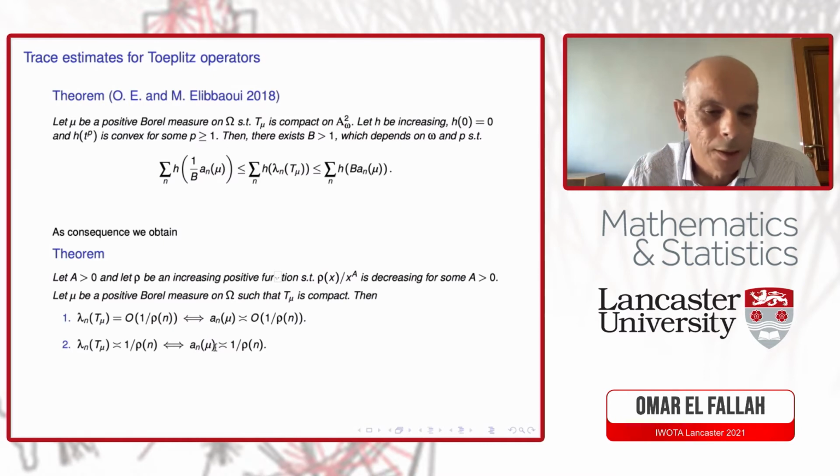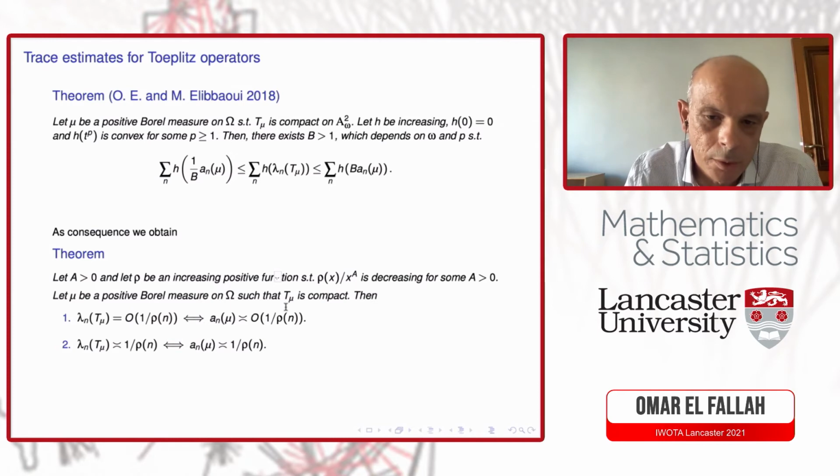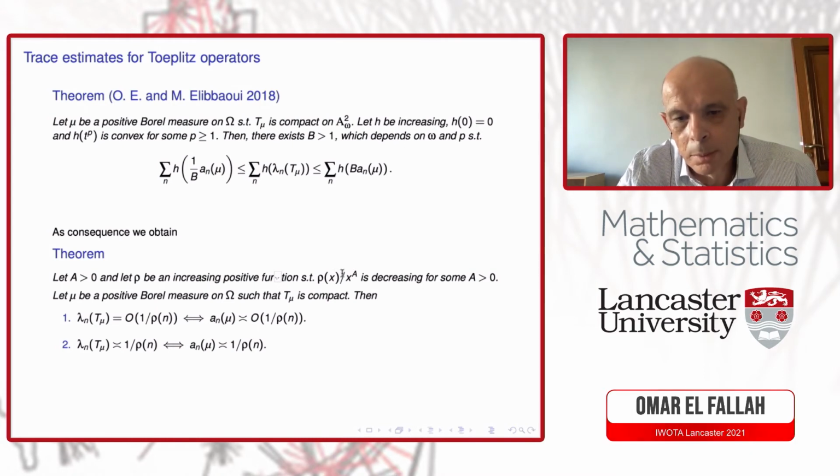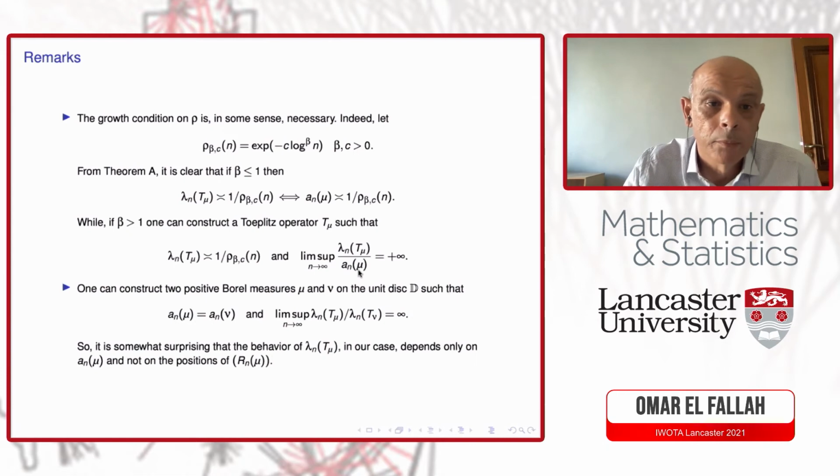It's not exactly true, but this condition is really very weak. If we suppose that rho(x) doesn't increase faster than all polynomials, the regularity condition here is not very strong. Okay, just two remarks.